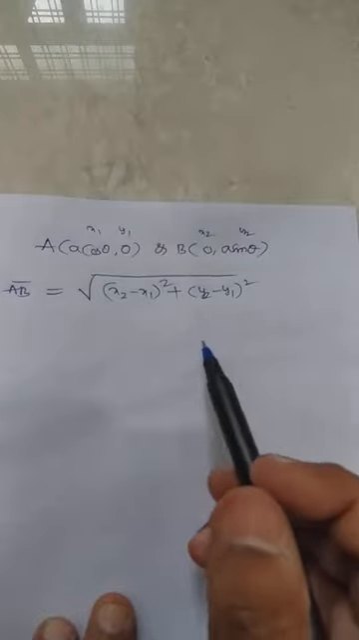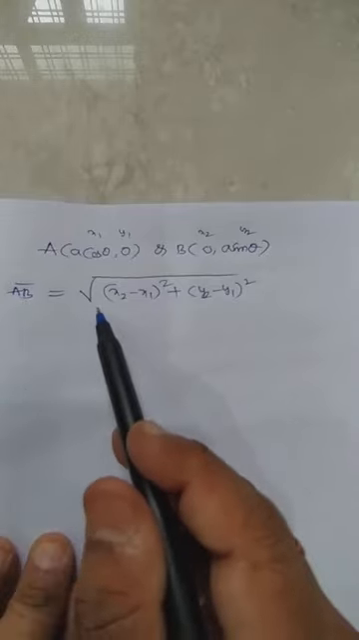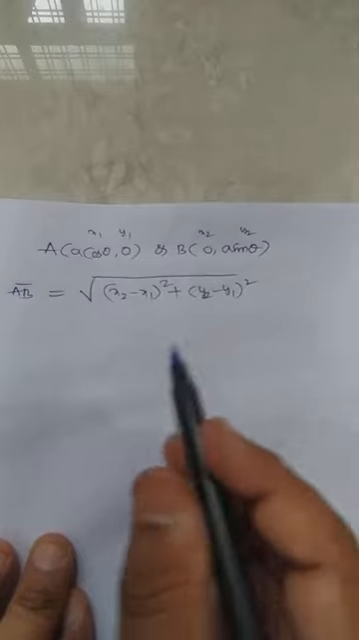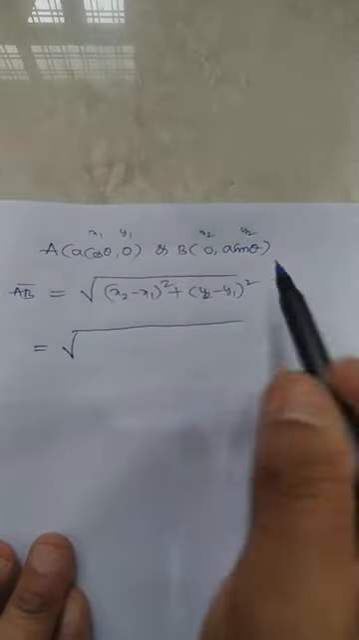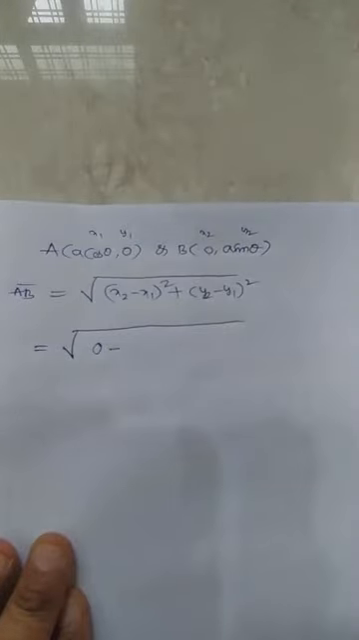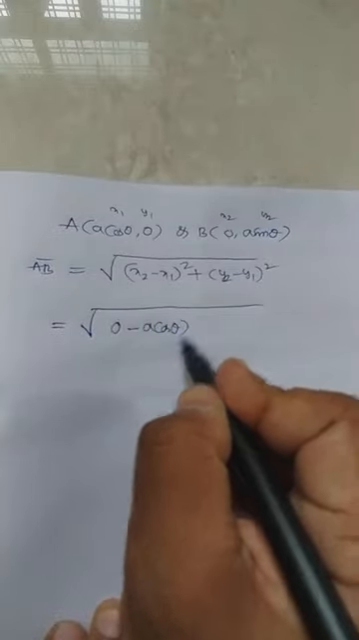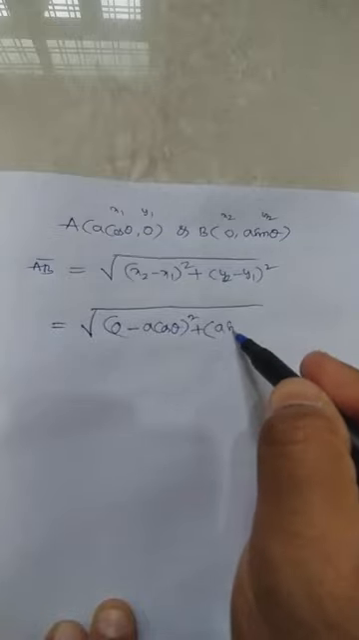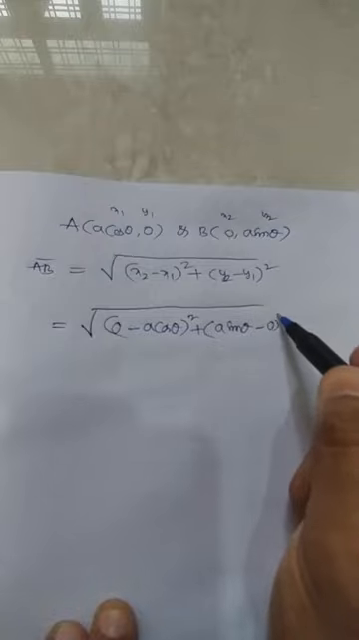Okay, so our formula to find the distance AB bar is under root of x2 minus x1 whole square plus y2 minus y1 whole square. So I am substituting these values in this equation. So what I would get, x2 is 0 minus a cos theta whole square plus y2, which is a sin theta, minus y1, which is 0, whole square.